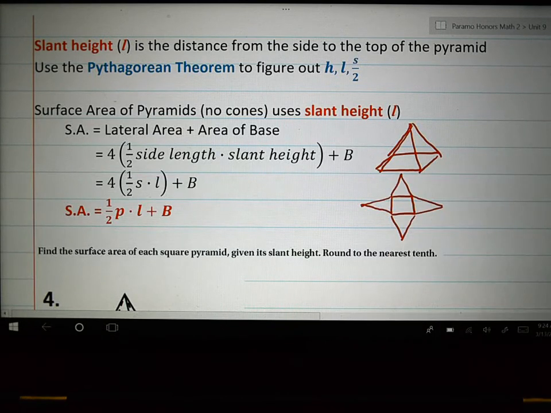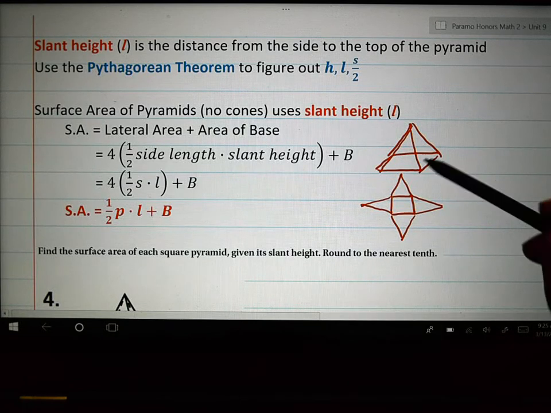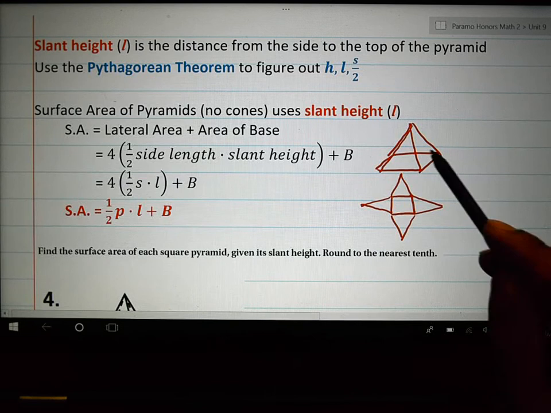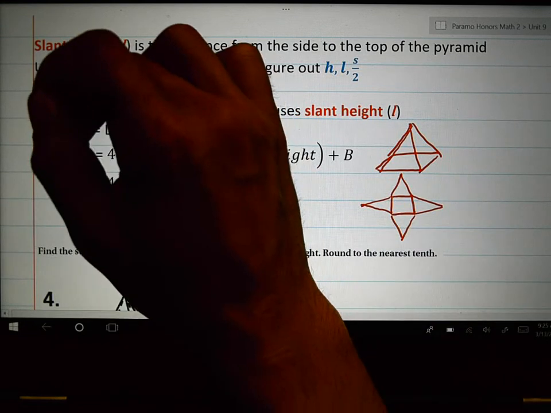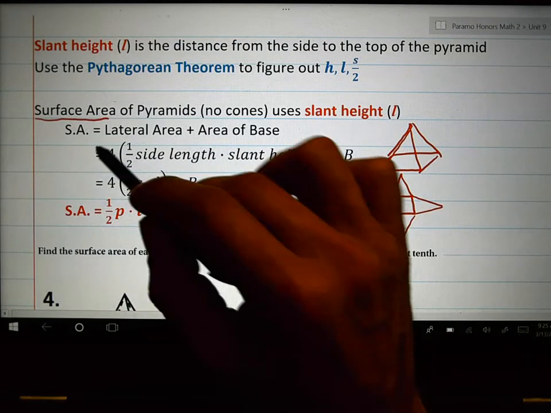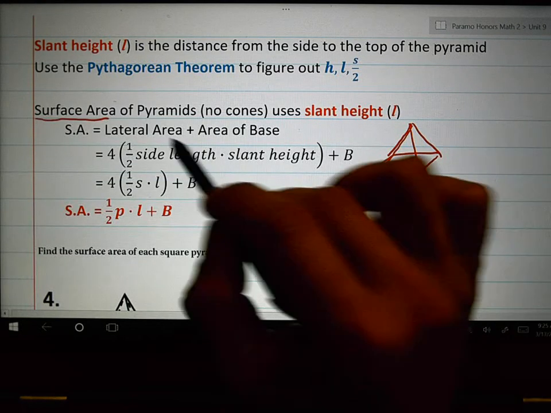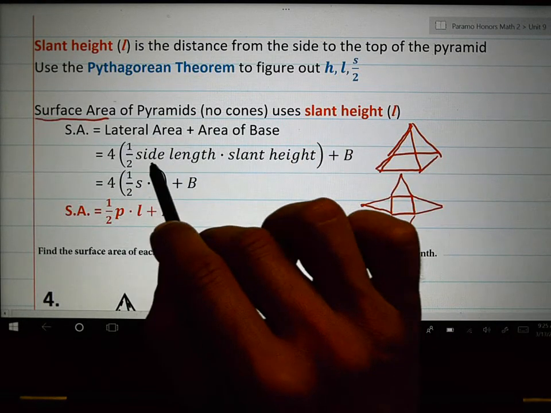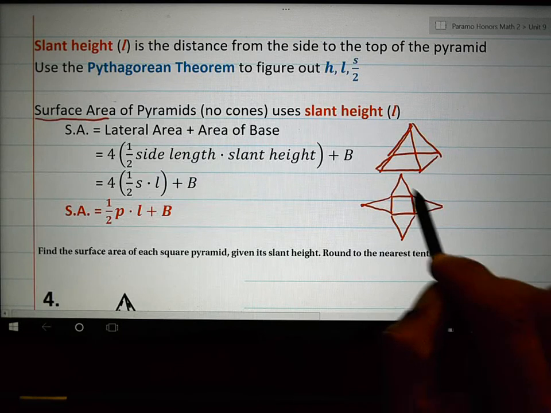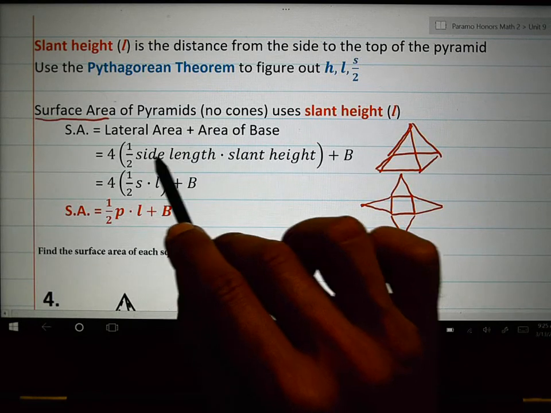If you were to fold this flat thing, and think of each one as a piece of cardboard, it would make that pyramid shape. So when you look at these things, I want you to start visualizing in 3 dimensions what we're looking for. If we're trying to find the surface area, we have 4 triangles. That would be the lateral area: 1/2 the base times the height of these triangles, otherwise known as the side length.